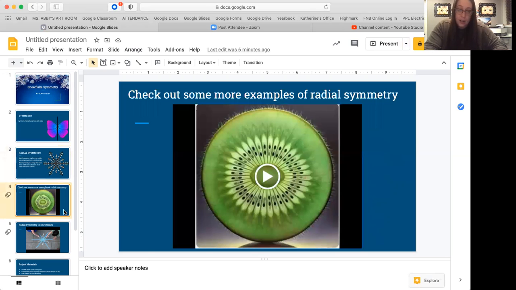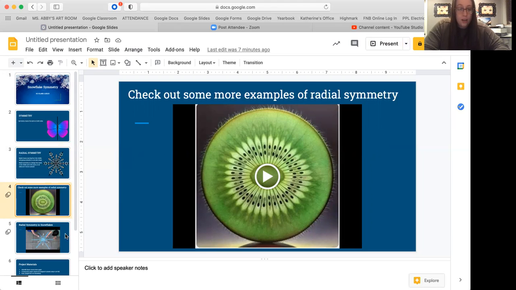Now on the next slide, there's a really cool video about some examples of radial symmetry that we find in our everyday lives. In fruit, you can see the kiwi here, right? It starts in the middle, and then all the little seed parts radiate from the center and they are all the same as it goes around, radial symmetry. There's a really cool example of a fish and how the fish uses radial symmetry. Cool video, you should check it out.